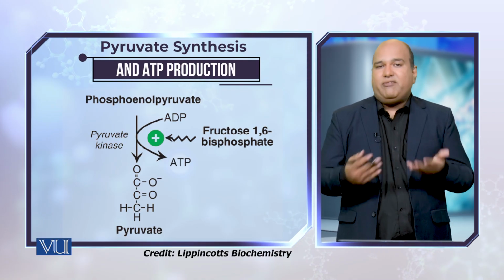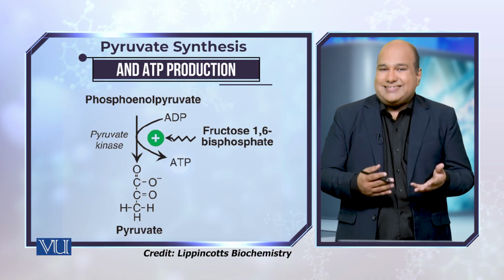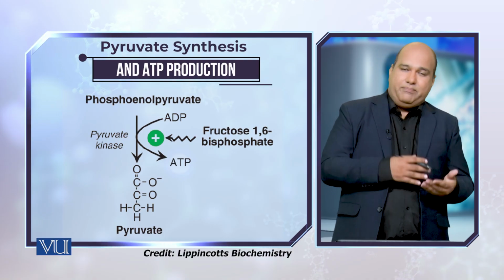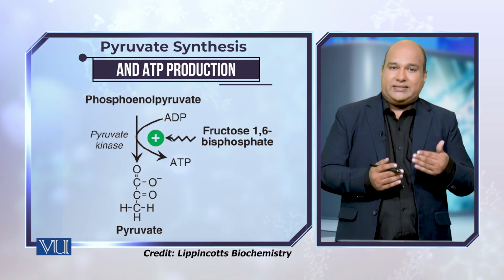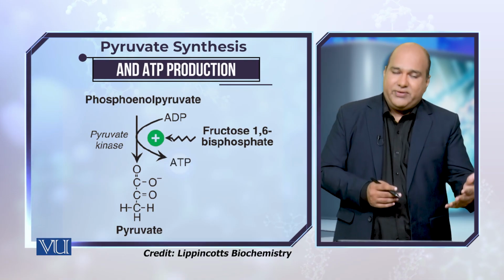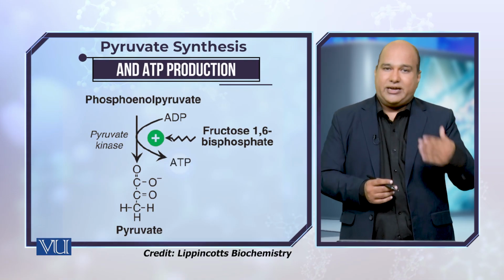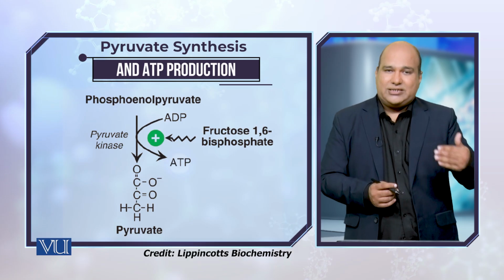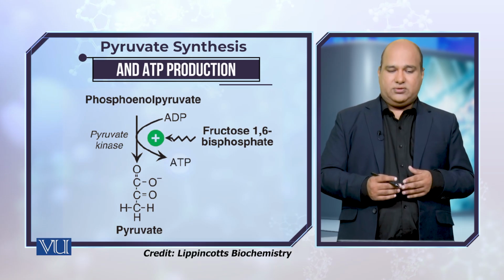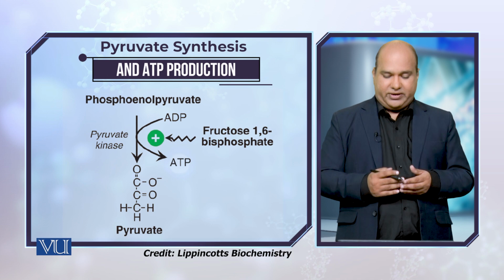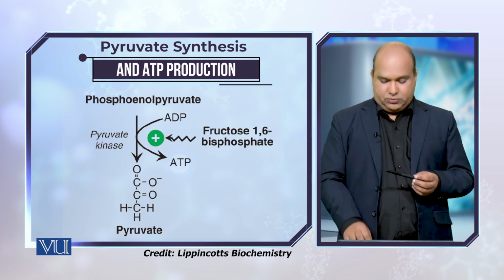Before this, you have been learning about the term feedback. Now it is feed forward: the product of a previous reaction can activate or regulate a reaction which is coming later on. So, this is an example of feed forward regulation. Fructose 1,6-biphosphate is doing this.